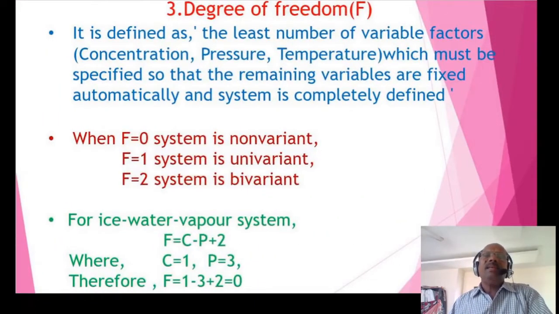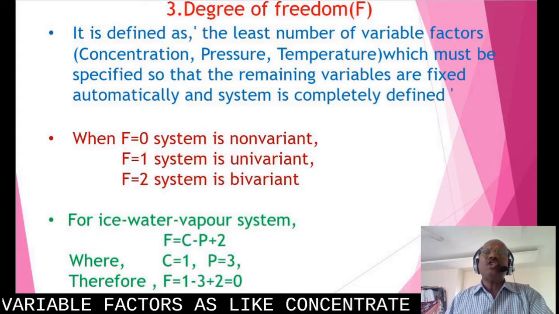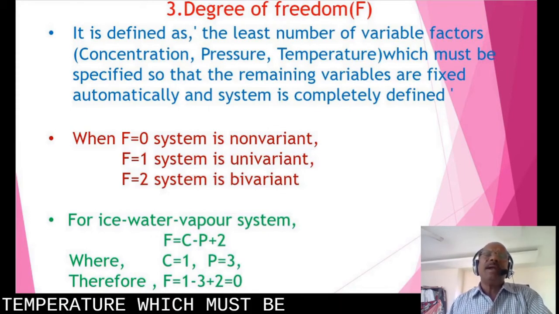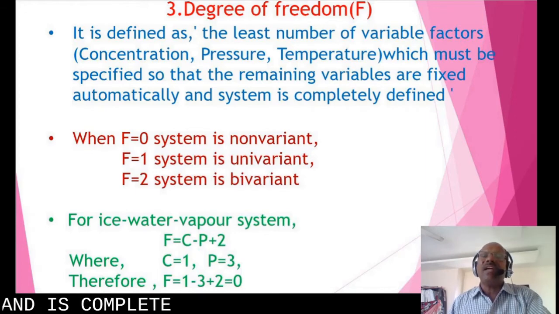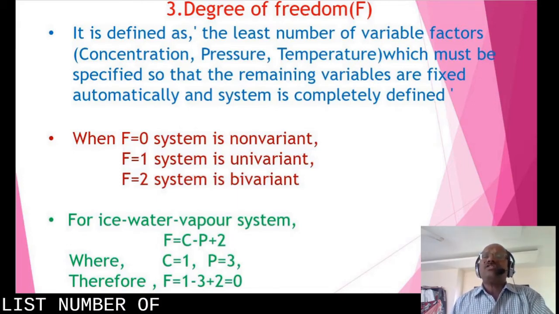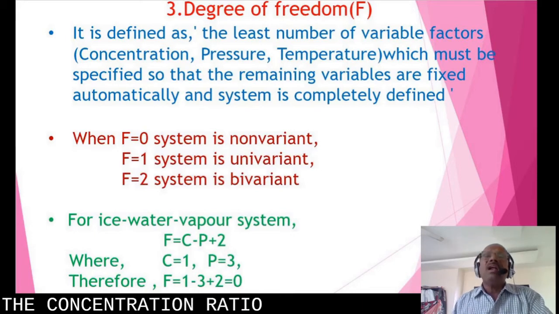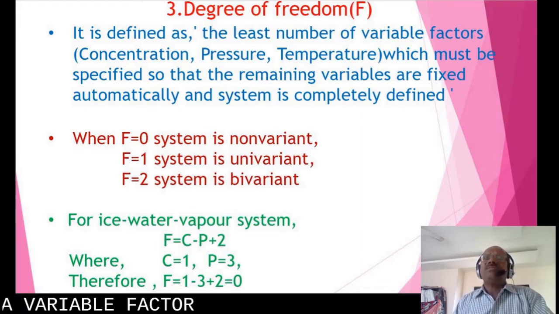Degree of freedom is denoted by F. It is defined as the least number of variable factors, such as concentration, pressure and temperature, which must be specified so that the remaining variables are fixed automatically and the system is completely defined. Degree of freedom is nothing but the least number of variable factors amongst concentration, pressure and temperature which must be fixed for completely defining the system.